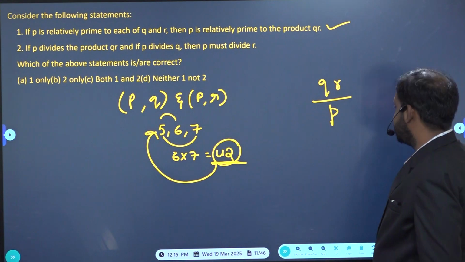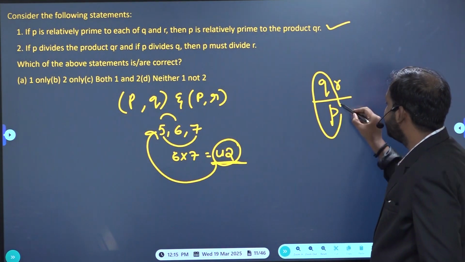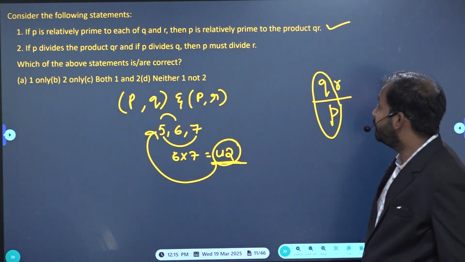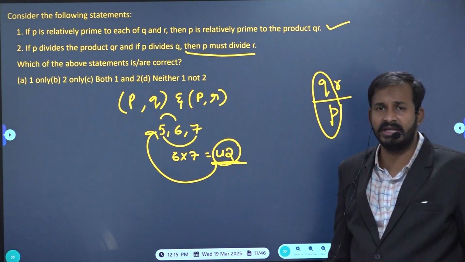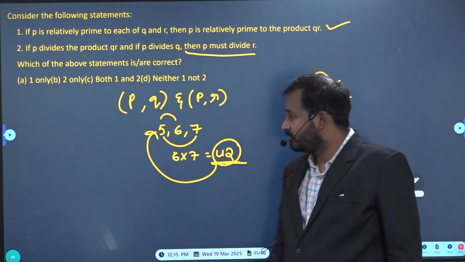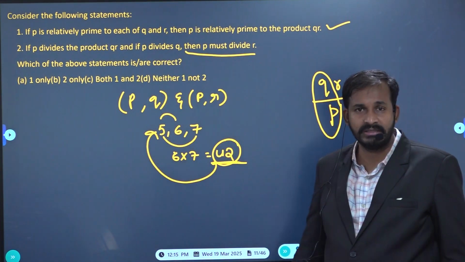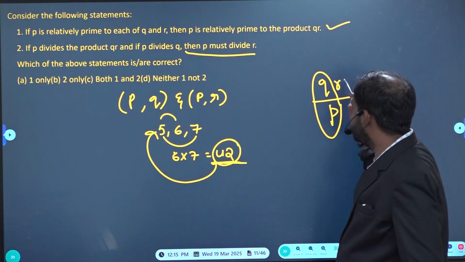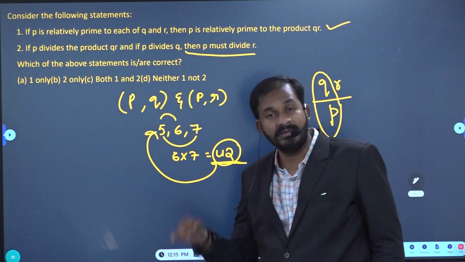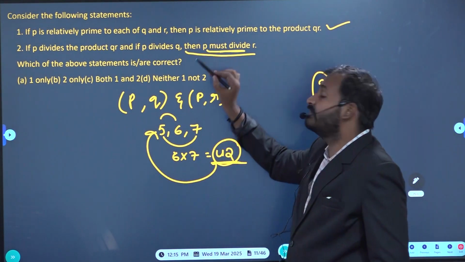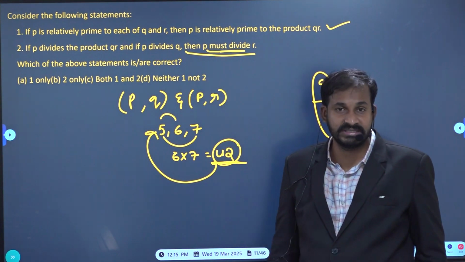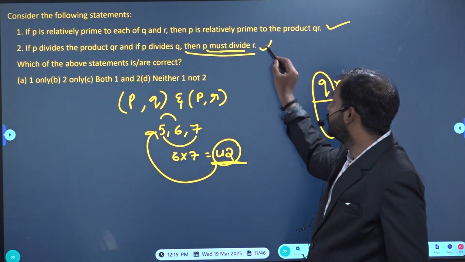The next statement: if P divides the product QR, and if P divides Q, then P must divide R. Is it mandatory that P should divide R? It may or may not. Why? Because already P is dividing Q, right? So there is no rule that P should definitely divide R. It may or may not. But in the question they are telling P must divide R. Is it correct? No, it is not correct.